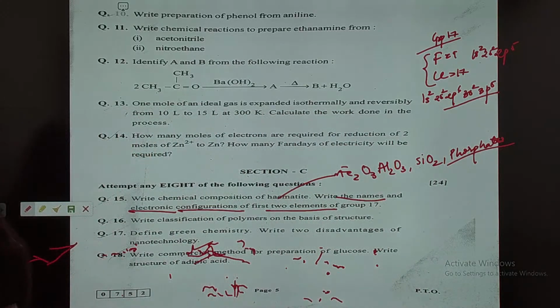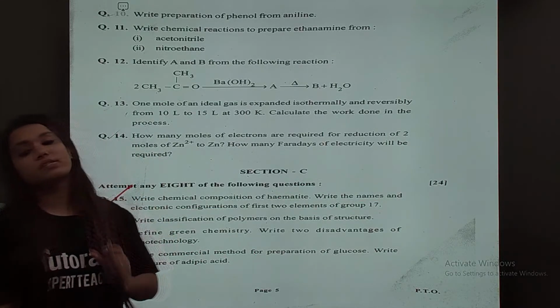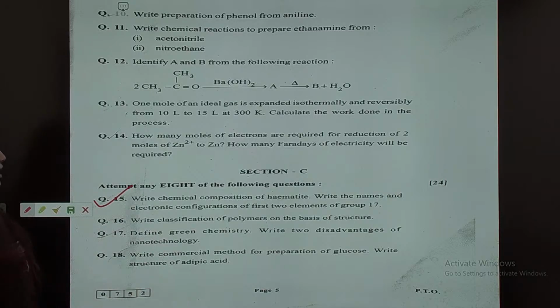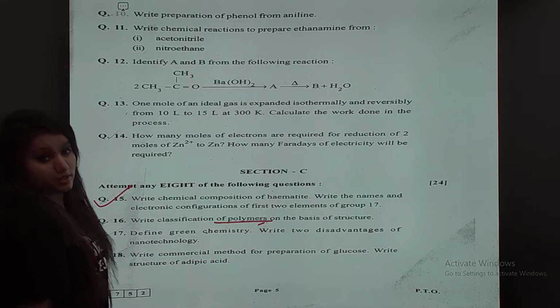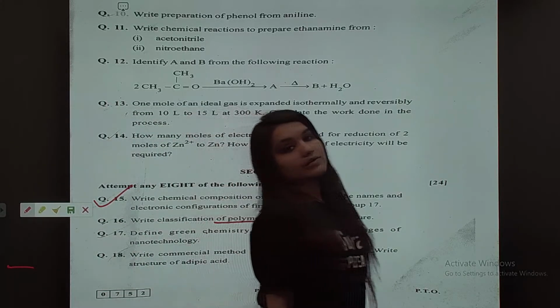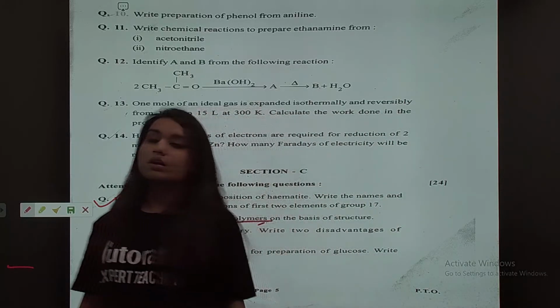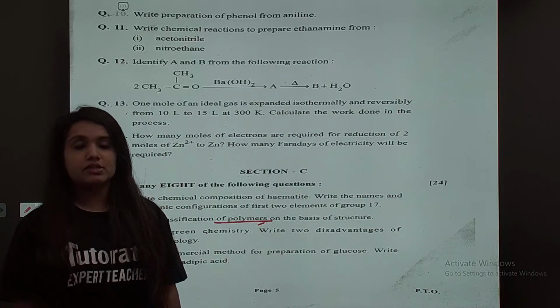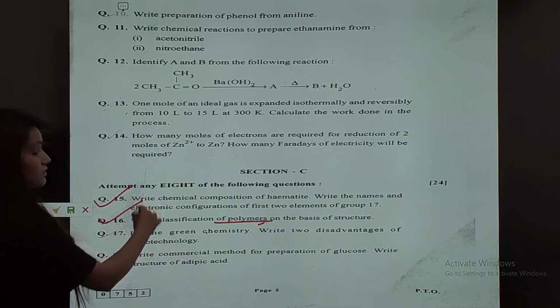So that's your question number 15 done. Alright. Moving on to question number 16, students. Question 16 is, write the classification of polymers on the basis of structure. Now on the basis of structure, you have got 3 types of polymers. One is linear or straight chain polymers, one is branched chain polymers, and the last one is cross-linked polymers. So that's your question number 16, very simple.